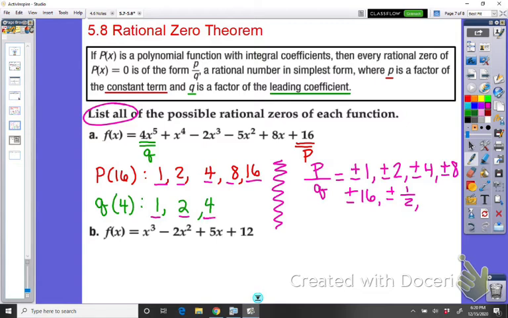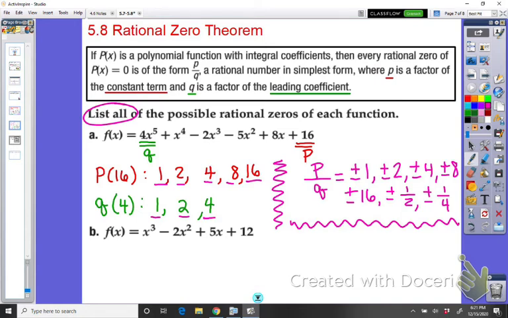Now they need to be all put over 4. So 1/4 plus or minus a fourth is a new one. 2 over 4 is a half, which we already have. 4 over 4 is a 1. We already have that. 8 over 4 is a 2. We have that. 16 over 4 is a 4. So we have that. So all the ones that I have here are possible zeros.